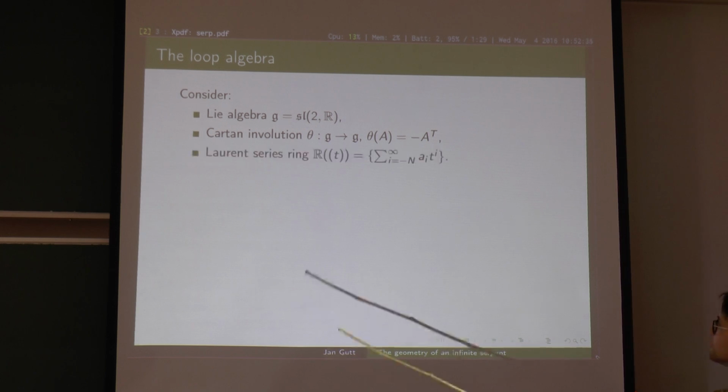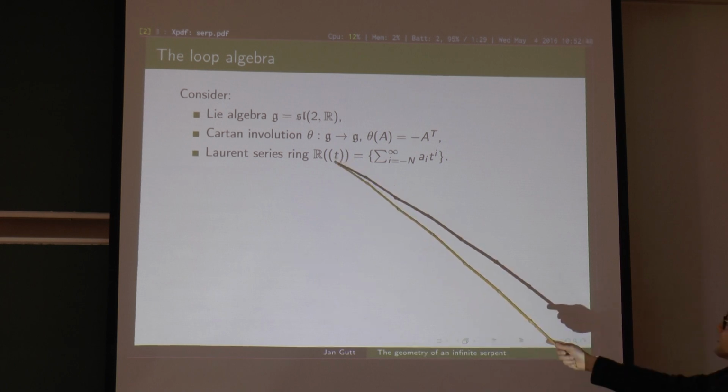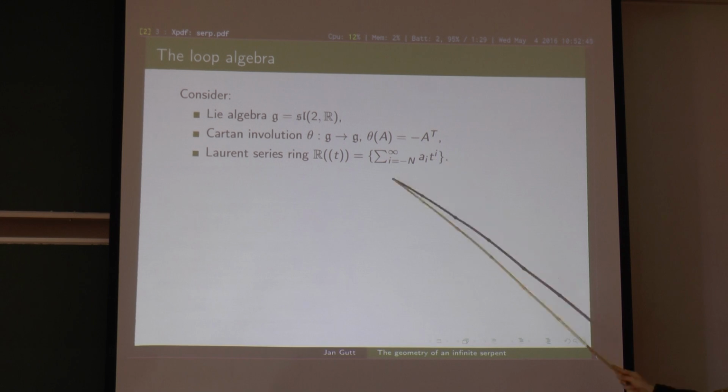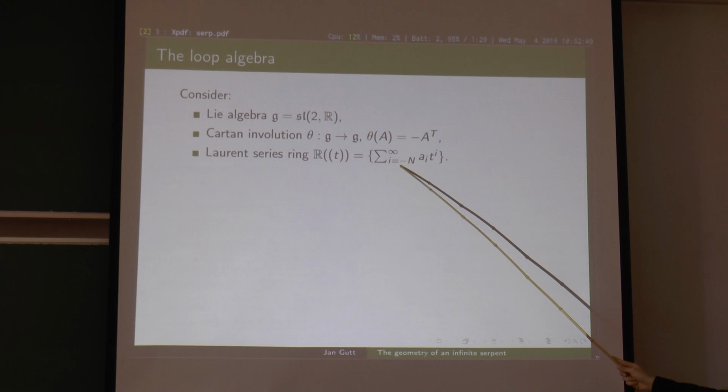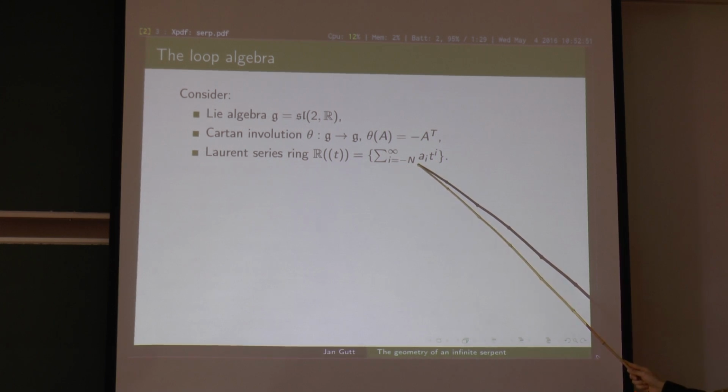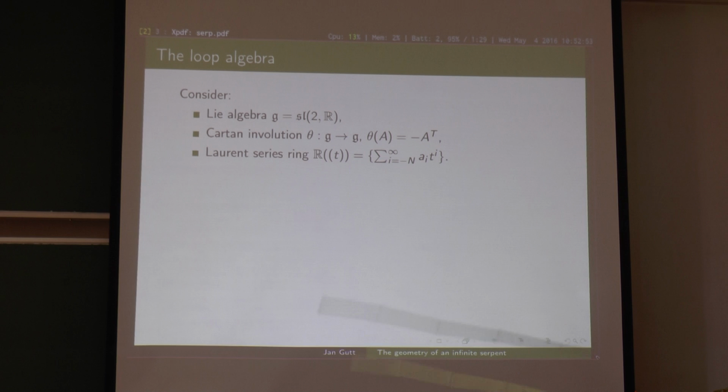Now, third ingredient is the Laurent series ring: Laurent series in some variable t with real coefficients. How does it look? Those are just formal power series where you allow only finitely many negative powers, and infinitely many positive ones. And this is formal, so no question about convergence. That's just pure algebra. Okay, so we've got those 3 ingredients.